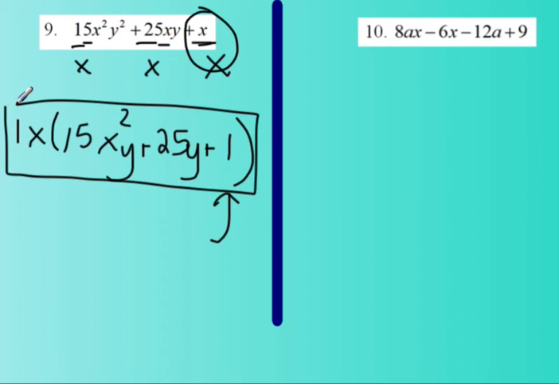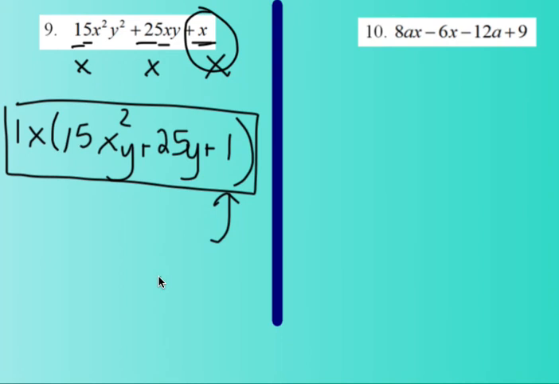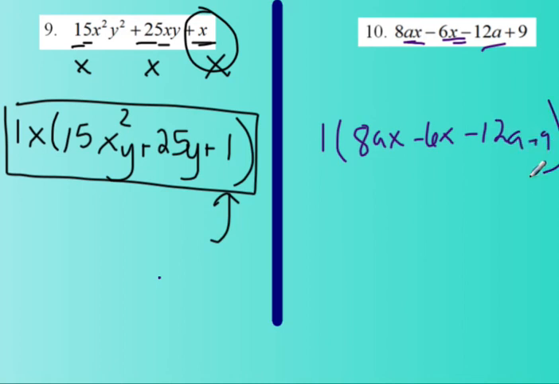So let's take a look at number 10. So we need to figure out what divides 8, 6, 12, and 9. If you think about it, there's actually nothing that divides them, so I can't take out anything but 1. I have an a in this term, but I don't in this term. Okay, can't take out an a. I have an x in this term, but I don't in this term. So I can't take out an x. So this is one of those that doesn't really have a greatest common factor. But I do want you to be writing that 1 on the outside just to help you with that next lesson.